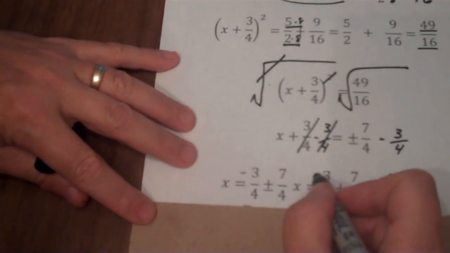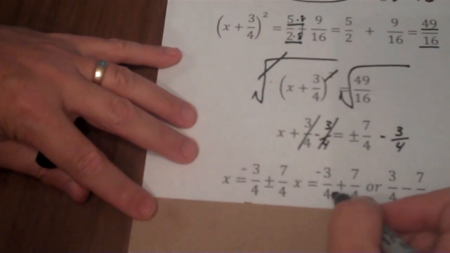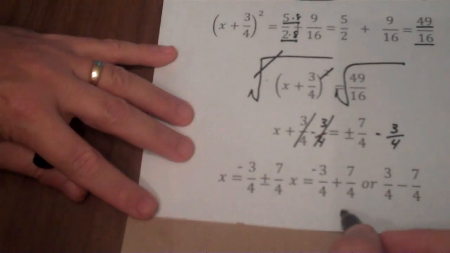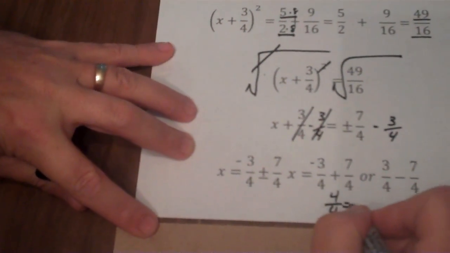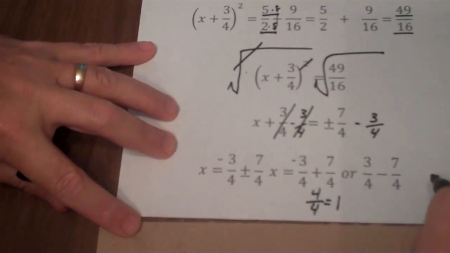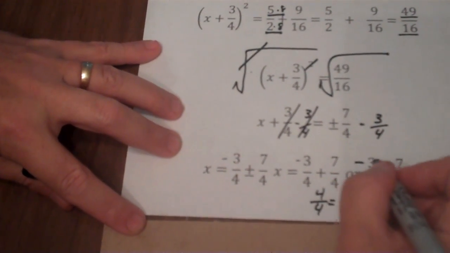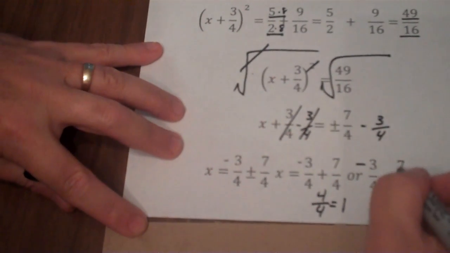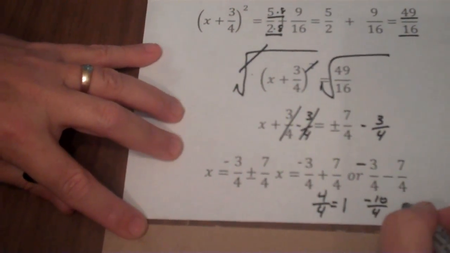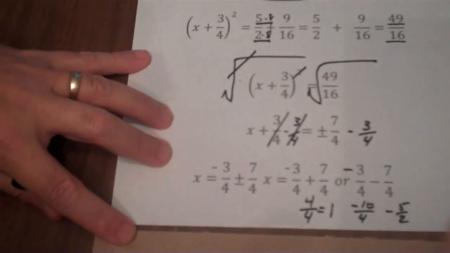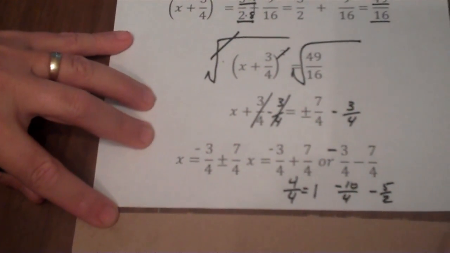If I have negative 3/4 plus 7 over 4, that would leave me with positive 4 over 4, or 1. If I have negative 3/4 minus 7 over 4, that would leave me with negative 10 over 4, or negative 5/2, or negative 2.5 if you prefer.